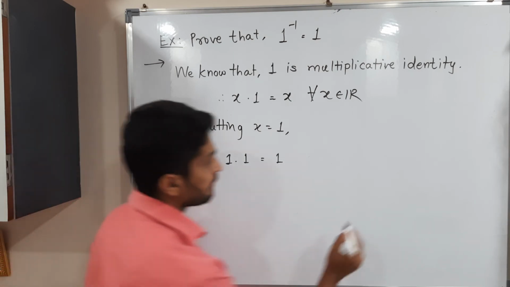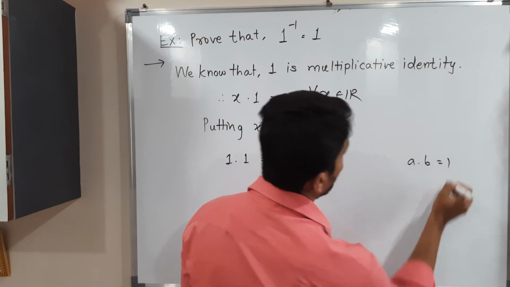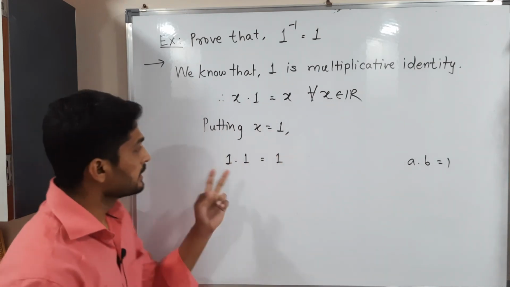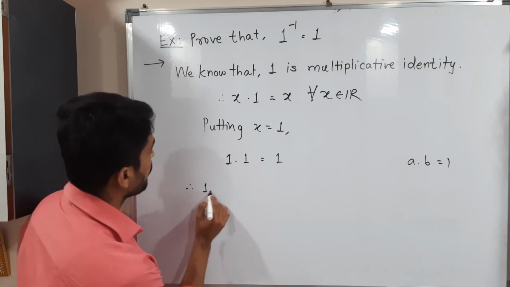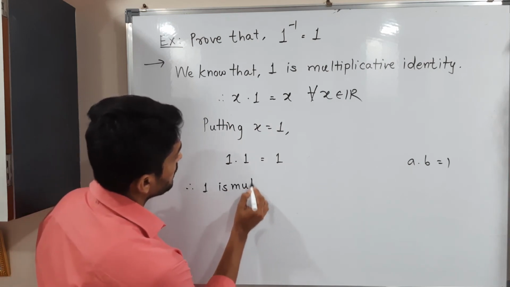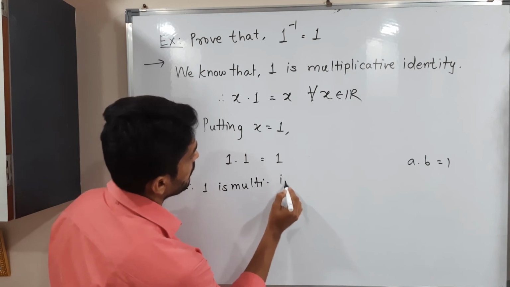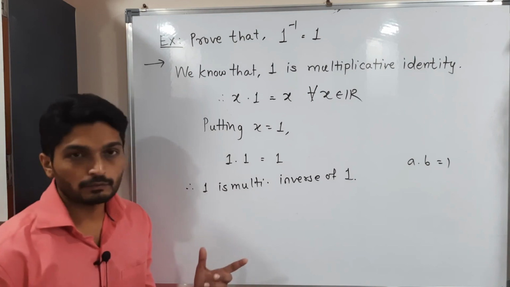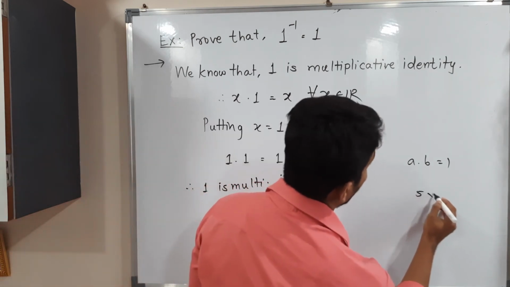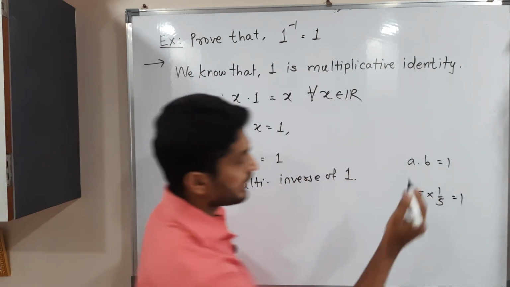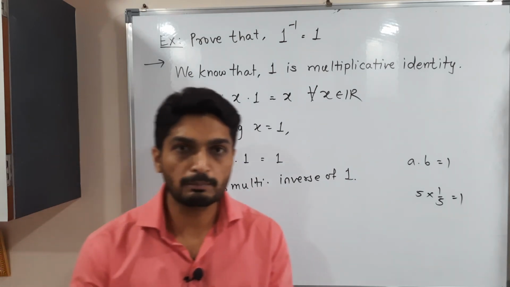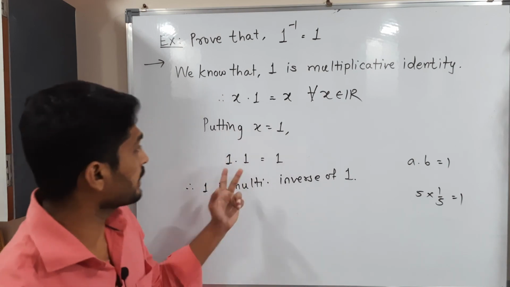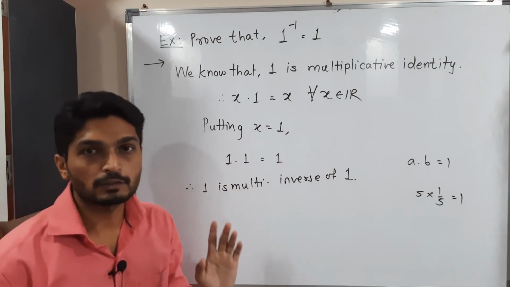You know that when we write a into b is equal to 1, then we say b is the multiplicative inverse of a and a is the multiplicative inverse of b. By applying that logic, we can say 1 is the multiplicative inverse of 1. Just like 5 into 1 by 5, 5 will get cancelled and we will have 1. So we say 1 by 5 is the multiplicative inverse of 5 and 5 is also the multiplicative inverse of 1 by 5.